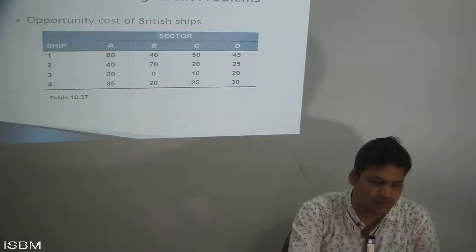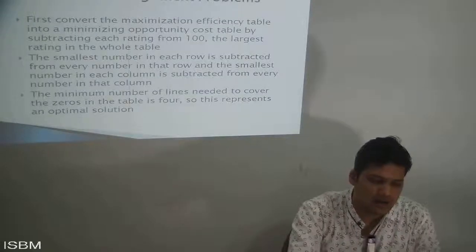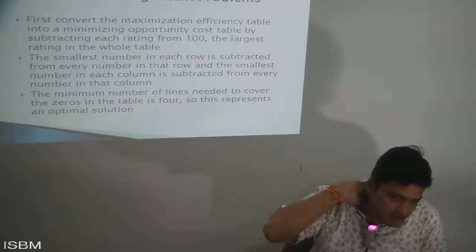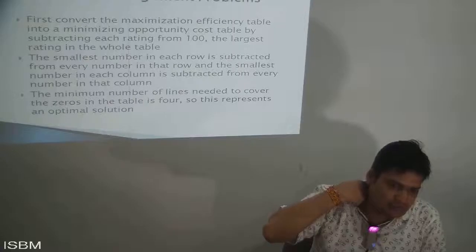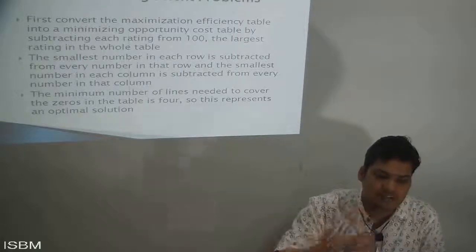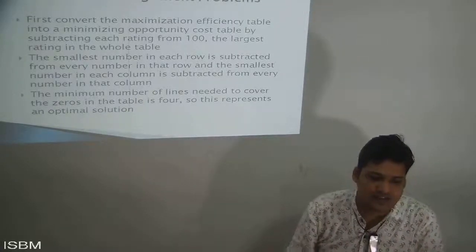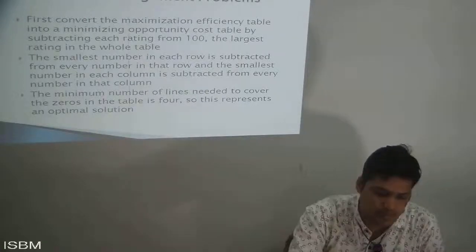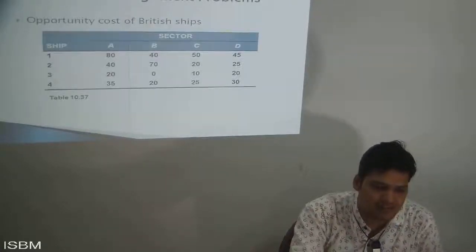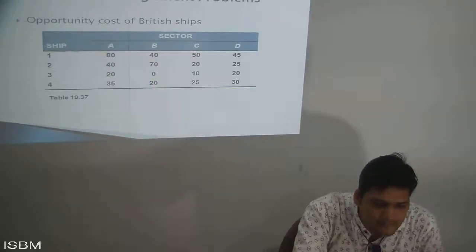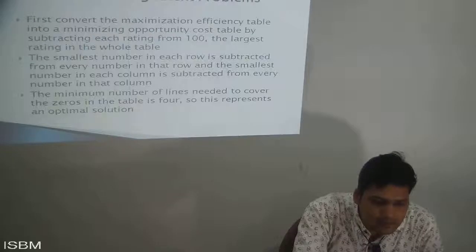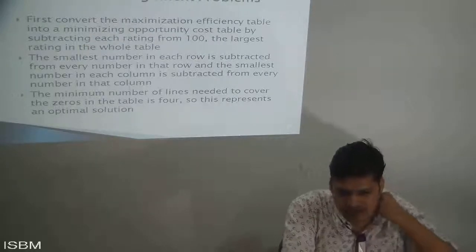Opportunity cost of the British ships. First, convert the maximum efficiency table into a minimizing opportunity cost table by subtracting each rating from 100, the largest rating in the whole table. This is the maximization problem.